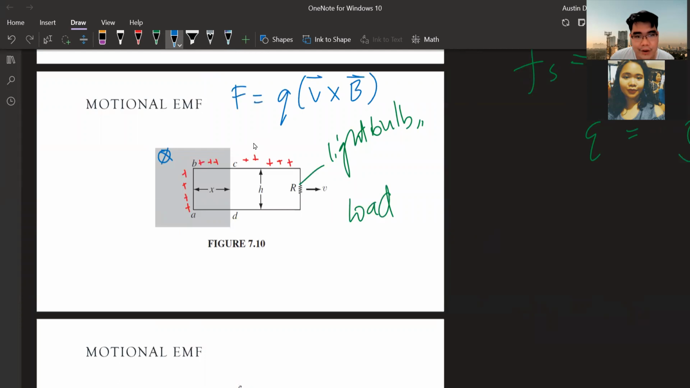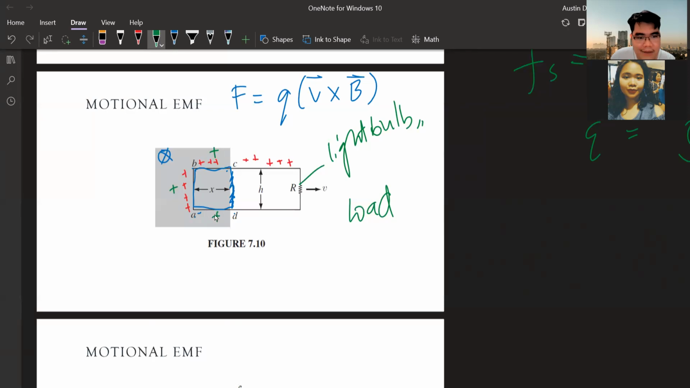Whenever your charges q have a velocity v, and the whole thing is under an influence of a magnetic field, meron kang force. So, yung mga affected lang would be on this guy. From C to D, walang charges. So, wala yan. However, from D to A to B, B to C, meron kang charges. Tingnan natin ngayon yung charge dito sa baba, dito sa left, dito sa taas.